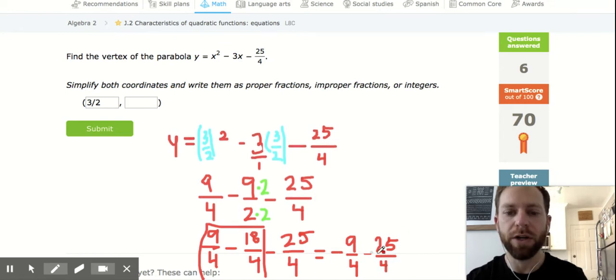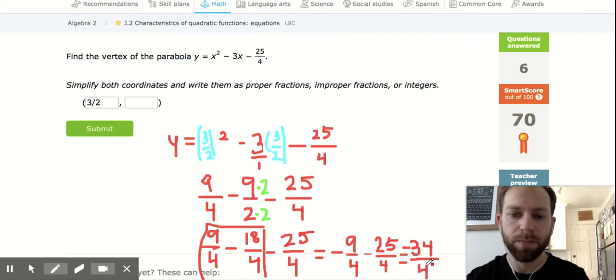Well, when you're subtracting two things, think of it like you owe someone $25 and you owe someone $9. So you owe a total of $34. Negative 34 over 4. Now, does it say we need to simplify it? Simplify both coordinates and write them as proper fractions, improper, or integers. Since these are both even, we can divide them both by 2. So that would give us negative 17 over 2.